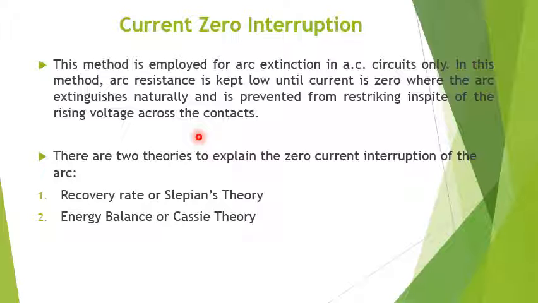There are two theories to explain the zero current interruption of the arc in current zero interruption. One is the recovery rate theory, which is called Slepian's theory. The second one is the energy balance theory, called Cassie's theory.